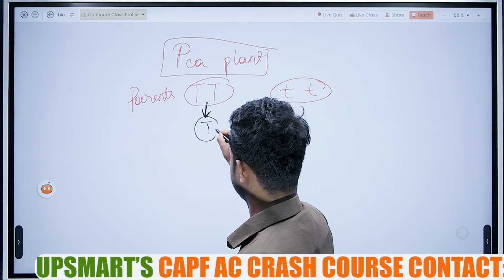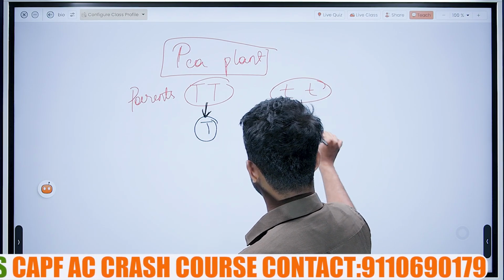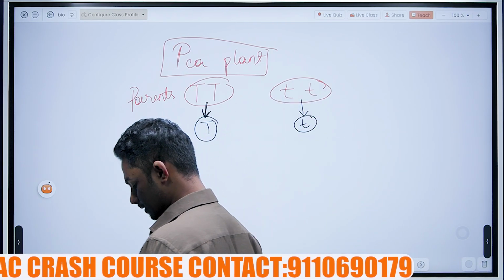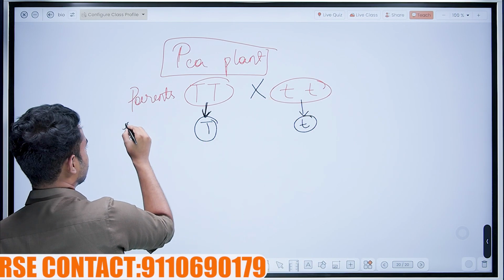Smaller t will produce the gametes of small t. This he has made a cross pollination. Parents, cross pollination.